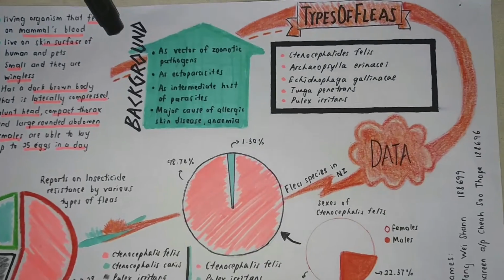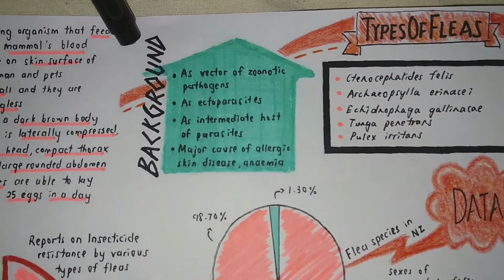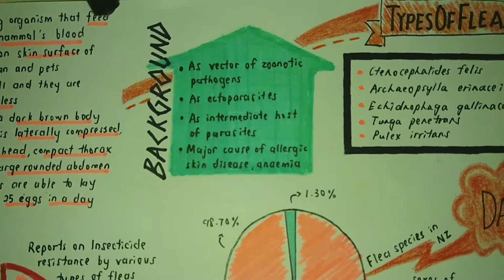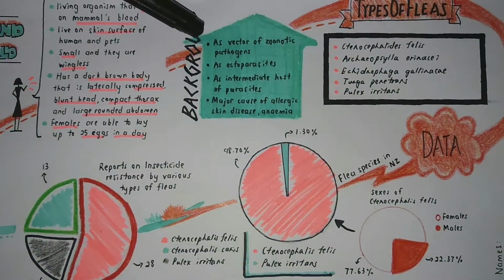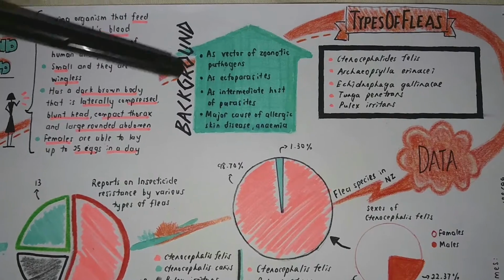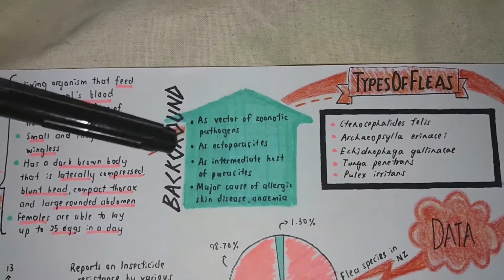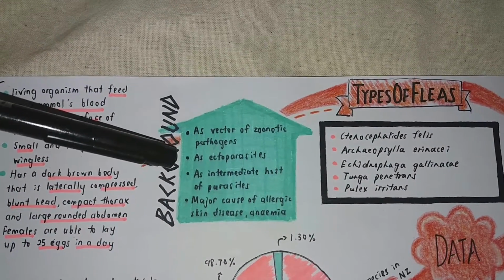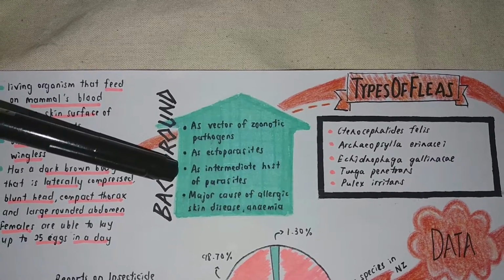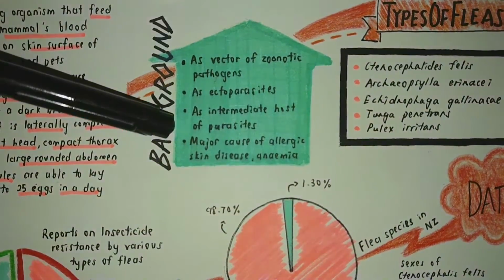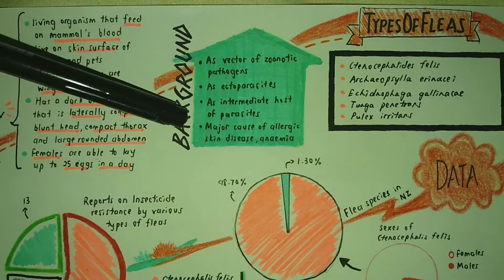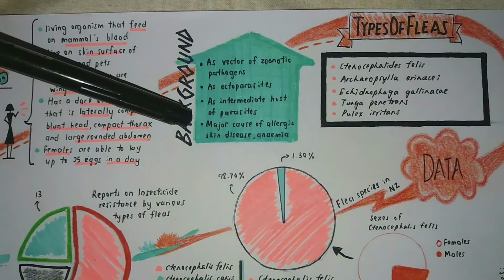Now, let's talk about the background of fleas. Fleas act as vectors of zoonotic pathogens. They are also ectoparasites, and they are intermediate hosts for most endoparasites, transmitting many types of diseases. They are the major cause of allergic skin disease and anemia.